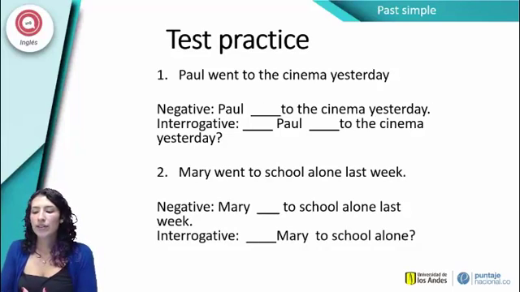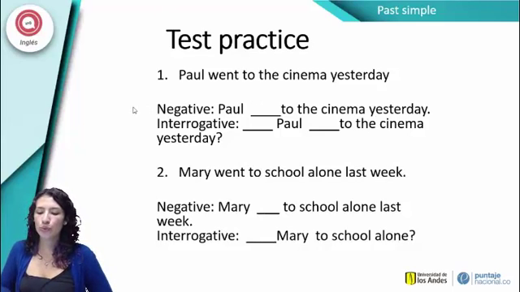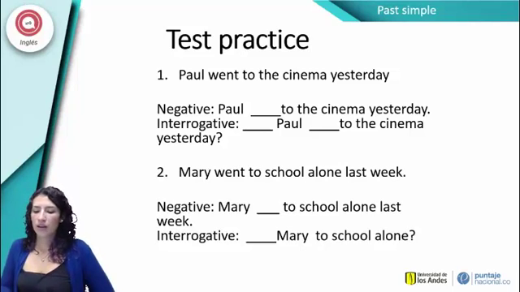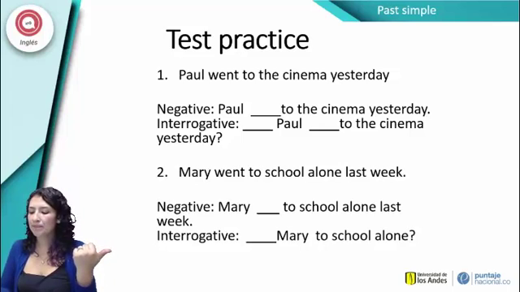So Paul went to the cinema yesterday. Yeah? What you have to do? I want you to put the sentence negative and then interrogative. This same sentence, Paul went to the cinema yesterday. I want you to put it in negative and interrogative way. Okay? This is like the best way to practice. So how will it be, did not go or didn't go?